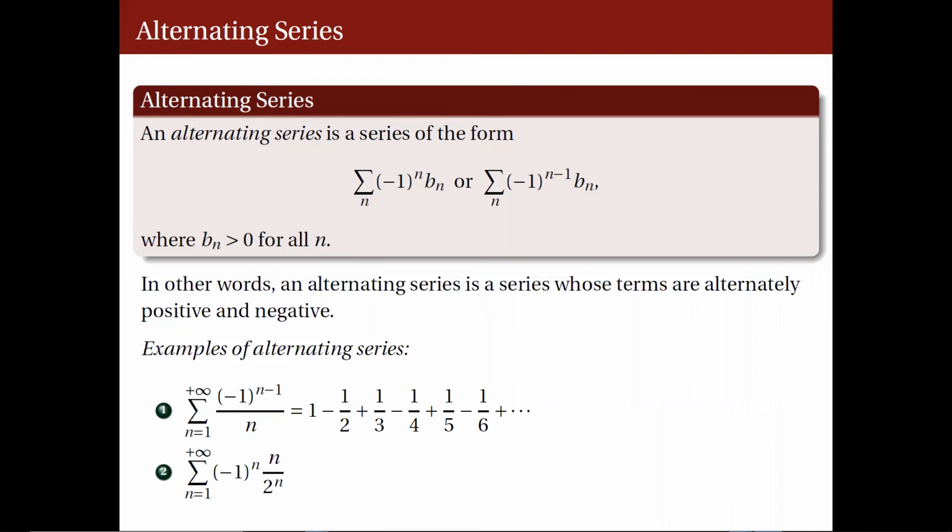Another example of an alternating series is the summation n from 1 to infinity of (-1)^n times n over 2 to the n. This is equal to -1/2 plus 2 over 4 minus 3 over 8 plus 4 over 16 and so on. Also, b sub n here is equal to n over 2 to the n, which is again positive for all n greater than or equal to 1.